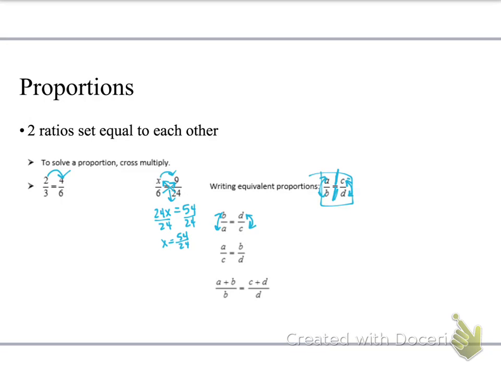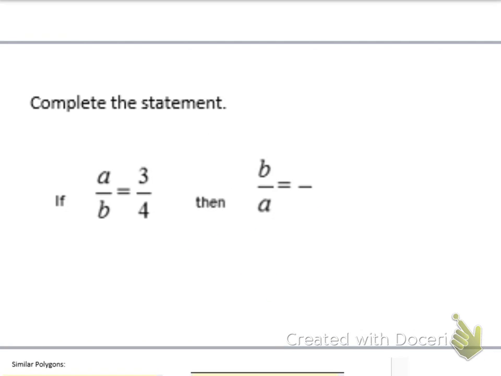If I add my bottom to both sides, I could also add my bottom to both sides on the other side. So what you do to one side, you have to follow suit on the other side to keep it equal. Okay, so if I start off as A over B equals 3 over 4, I flip-flopped. So to follow suit on the other side, I need to flip-flop. So 4 over 3 would make it equivalent.